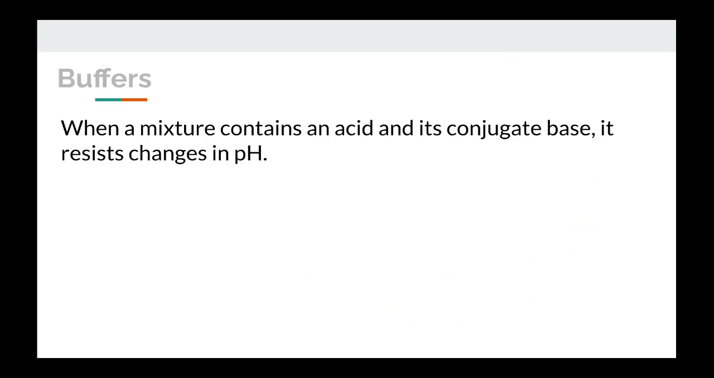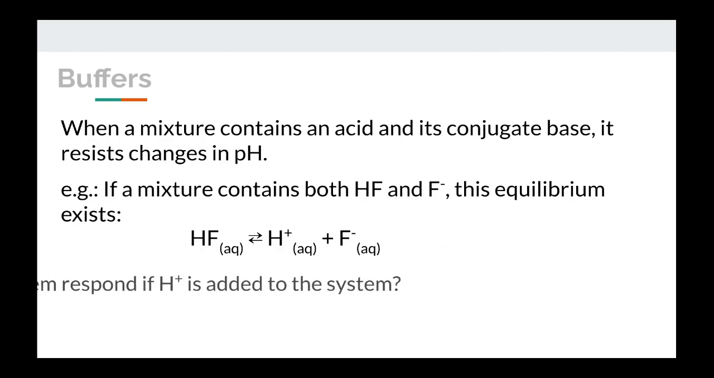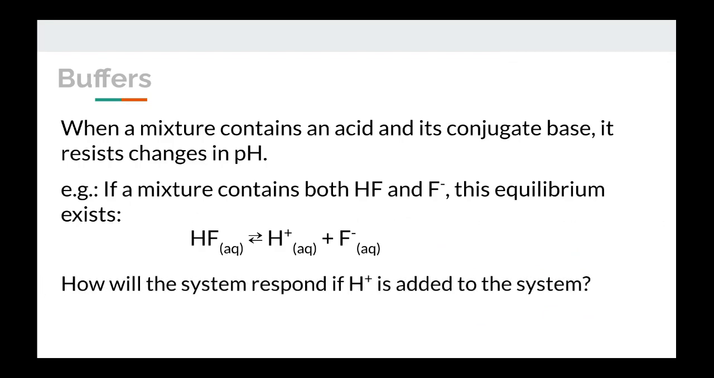When a mixture contains an acid and it also contains its conjugate base, it resists changes in pH. For example, if a mixture contains both HF and F minus, then this equilibrium exists. What happens if we add H plus to the system? Well, by Le Chatelier's principle, we can see it's going to shift to the left. And that strong acid, H plus, is going to be turned into a weak acid, HF, and that's going to resist having the pH drop a lot.